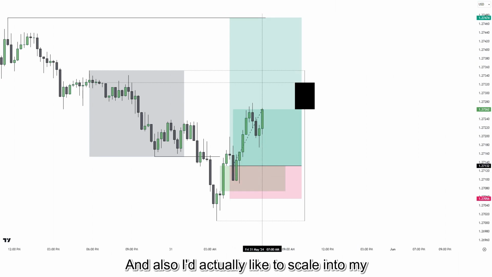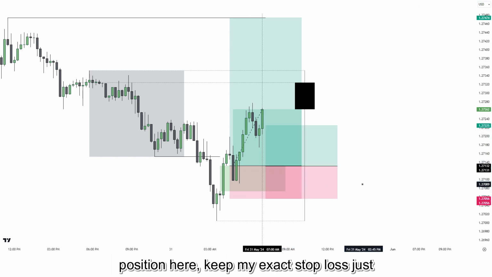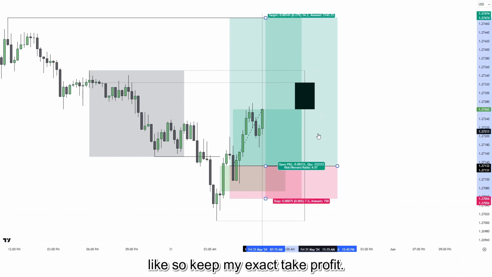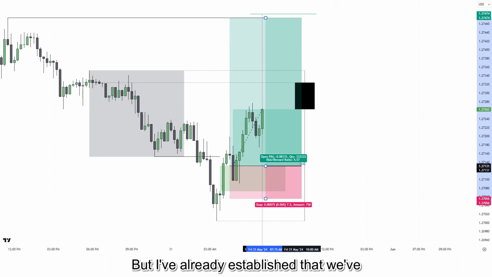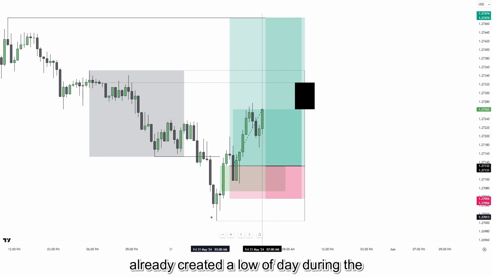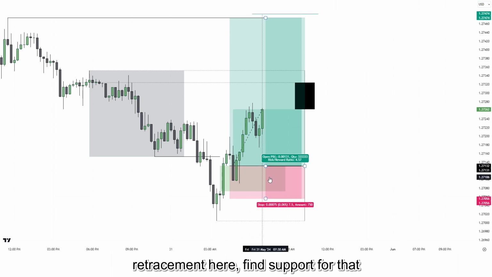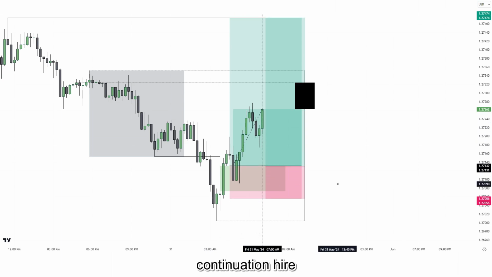And also, I'd actually like to scale into my position here, keep my exact stop loss just like so, keep my exact take profit. But I've already established that we've already created a low of day during the London session. I'm confident price is going to give a retracement here, find support for that continuation higher, so I can scale into my position and add to my winning trade during the New York session.